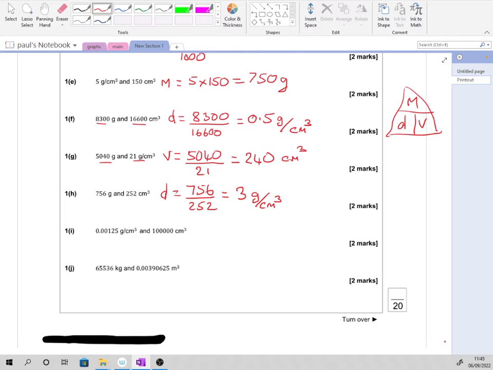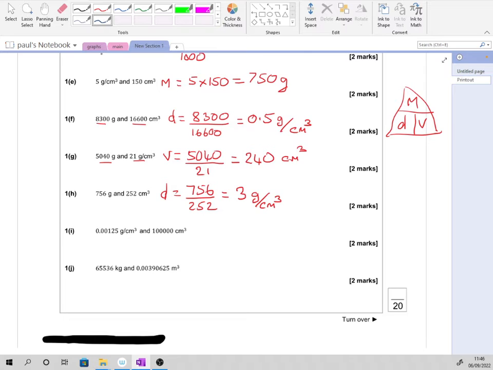So we've got the mass and we've got the volume. So the density is the mass, 0.00125, divided by the volume. Well, that's not going to be very much, is it? That is the density. That's where I've gone wrong there. I was wondering why that was going to be a very small answer.